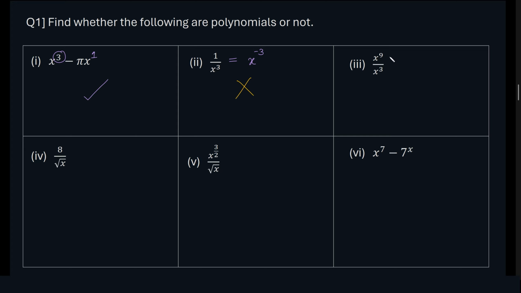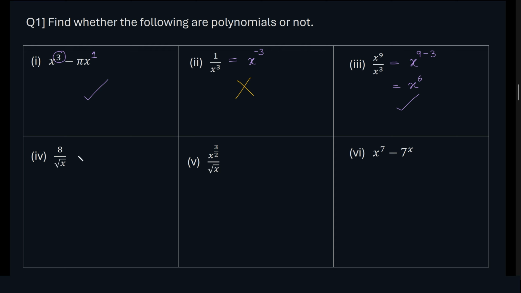Third, x to the power of 9 over x cubed. If we simplify this, we get x to the power 9 minus 3, which is equal to x to the power 6. Since the power is a positive integer, therefore this is a polynomial.